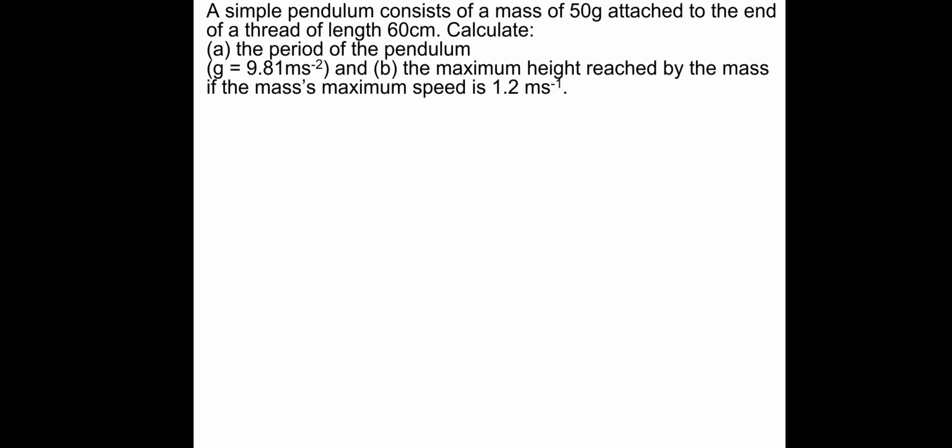Then let's do part B. The maximum height reached by the mass if the mass's maximum speed is 1.2 meters per second. So what we need to use here is the conservation of energy, from kinetic energy to potential energy. So the loss of kinetic energy will be equal to the gain in potential energy.